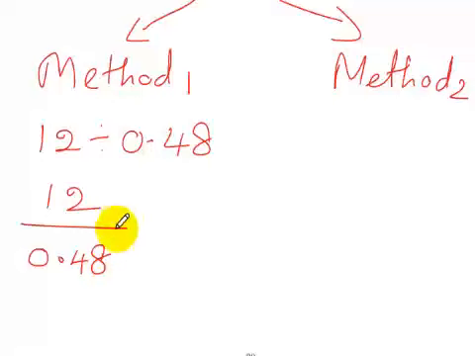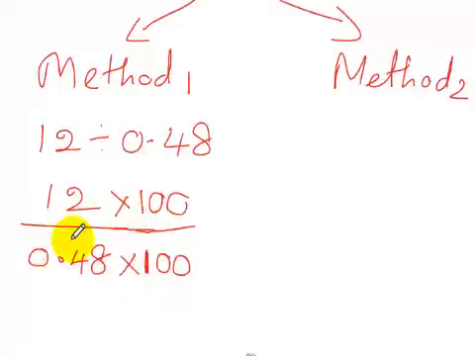Now I can remove these decimals by multiplying by 100. So if I do something to the denominator of a fraction, I should do the same thing to the numerator. So I multiply the numerator also by 100. So I get 1200 here.